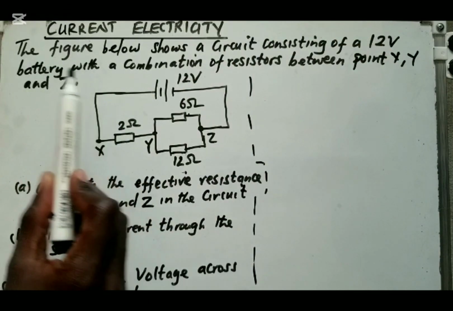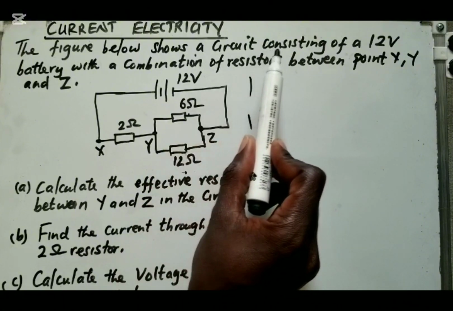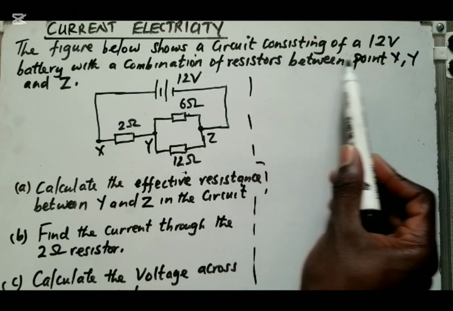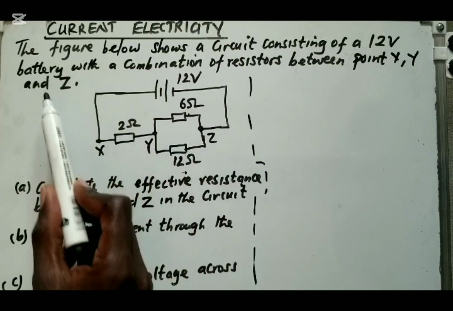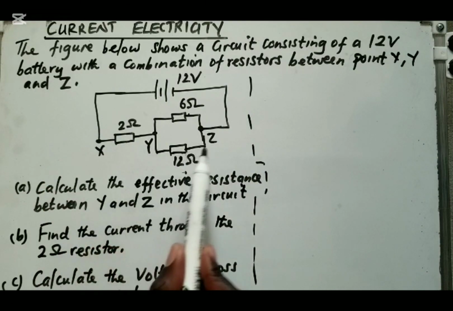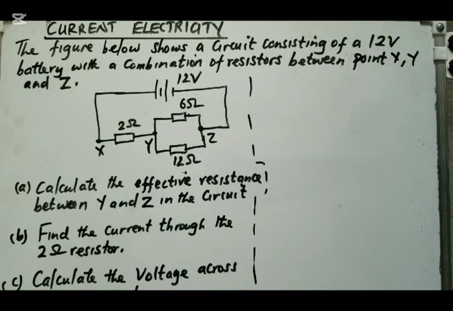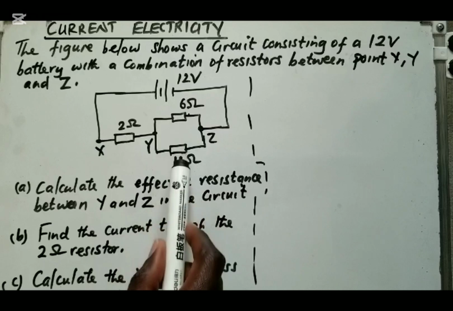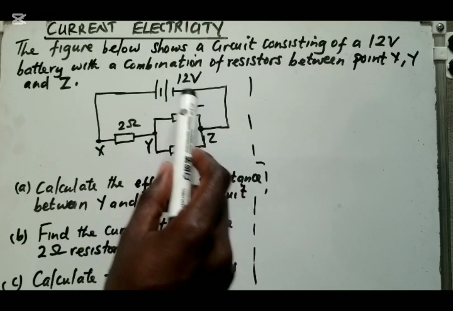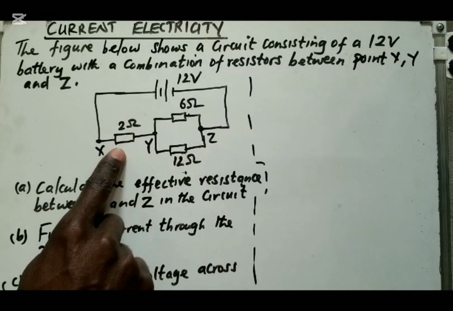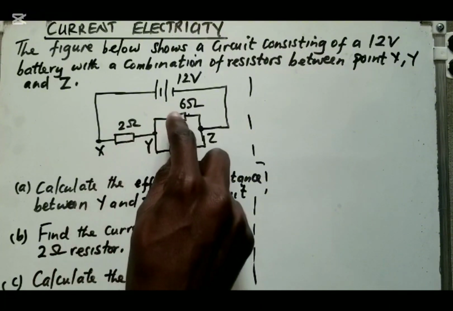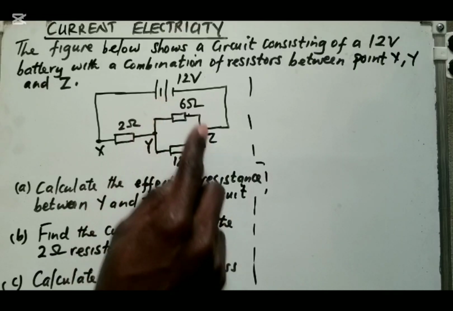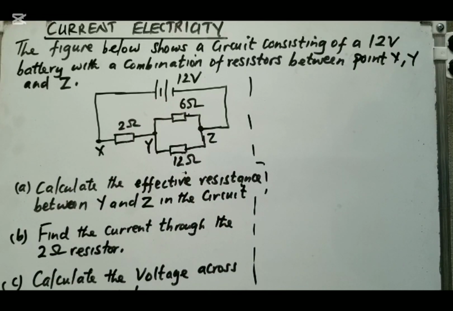The question says that the figure below shows a circuit consisting of a 12-volt battery with a combination of resistors between points X, Y, and Z. So you can see X, Y, and Z. That's a combination of resistors. If you look at the 6 ohms resistor and the 12 ohms resistor, these are branching, so they are simply connected in parallel, as opposed to this resistor, which is connected in series.